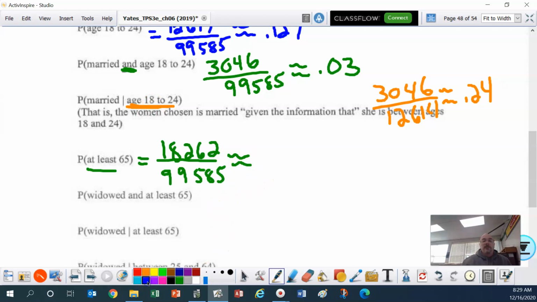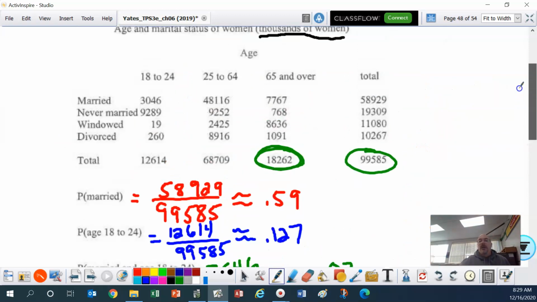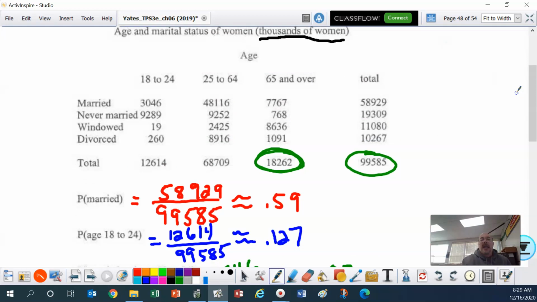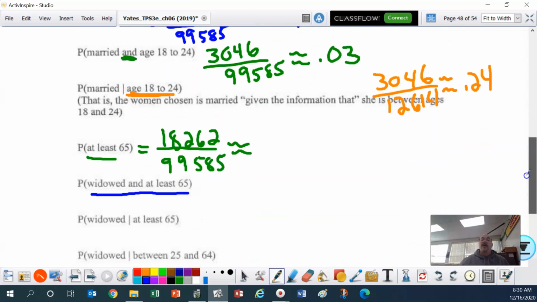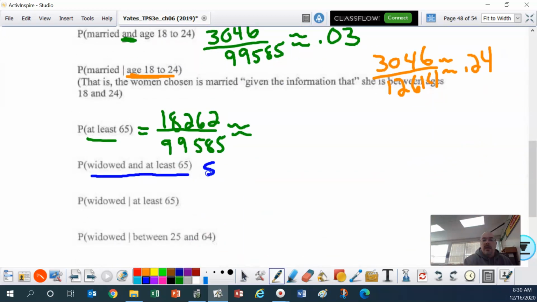The next one, widowed and at least 65. There's no condition here. It just says they're a widow and they're at least 65. So you're going to take the 8,636 and divide it by the 99,585. Sorry about that. And you can find the decimal.